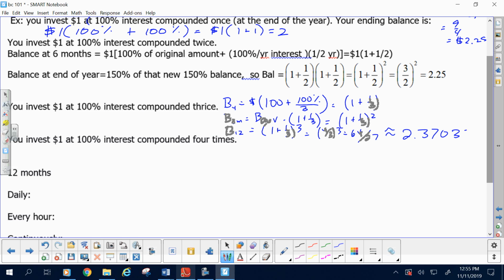2.37037. Okay? But if you invested $1 and compounded it 4 times a year, let's just jump to the end product. At the end of the year, it would be 1 plus 100% divided into how many equal parts? 4 parts. How many times? 4. That then is 5/4 to the 4th, 625/256. 5/4 to the 4th, please.